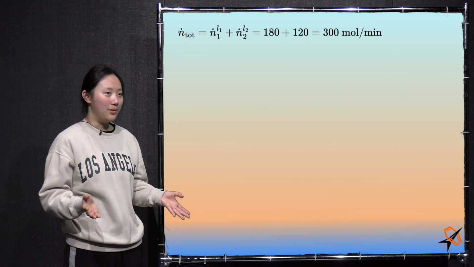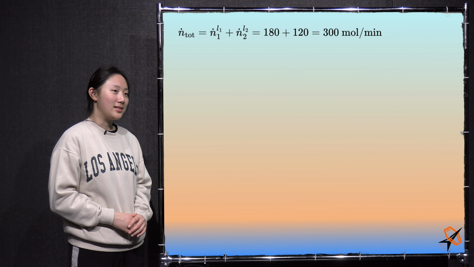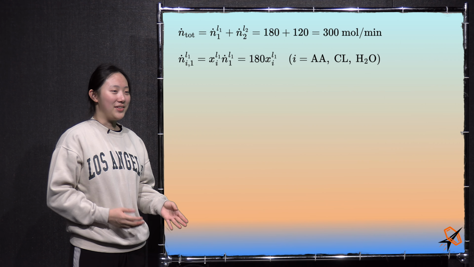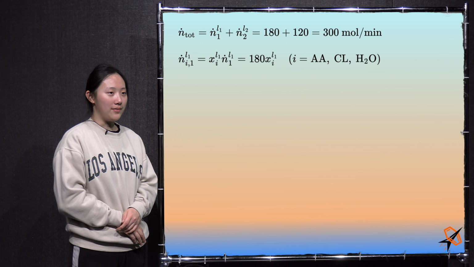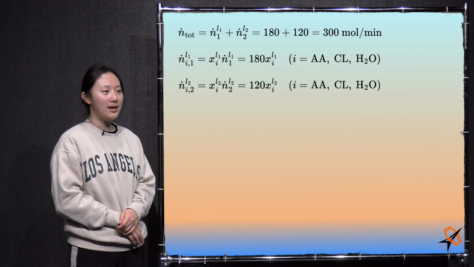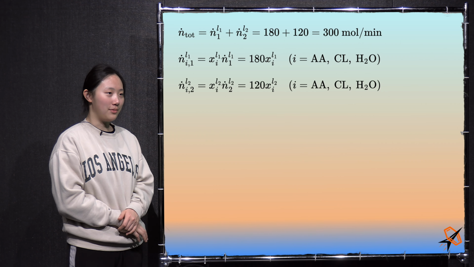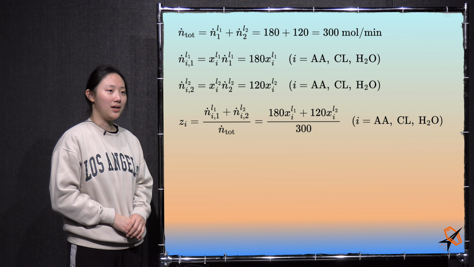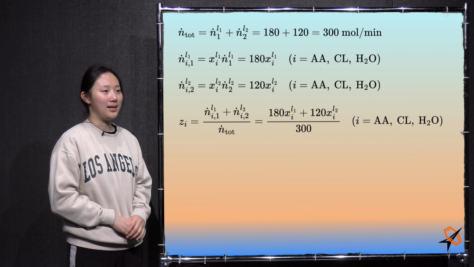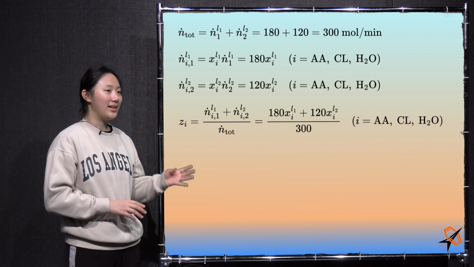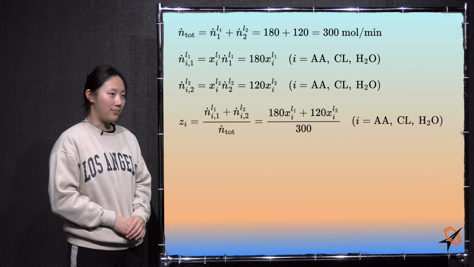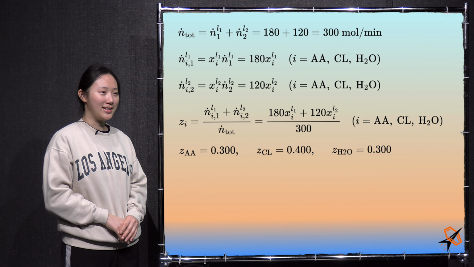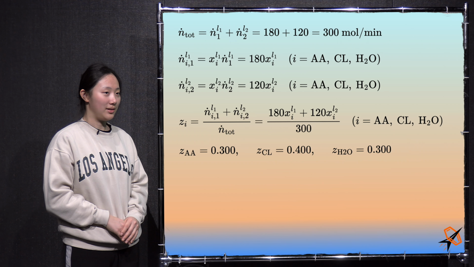We begin with the overall mole balance. The total molar flow rate is the sum of the molar flow rates of the 2 input streams, or 300 mol per minute. The molar flow rate of each species in each input stream is the product of the mole fraction and the input stream total molar flow rate for each of the acetic acid, chloroform, and water. The overall mole fraction of each species is the sum of the molar flow rates of each species in both input streams divided by the total molar flow rate. Plugging in the known compositions yields an overall composition of acetic acid of 30%, chloroform 40%, and water 30%.